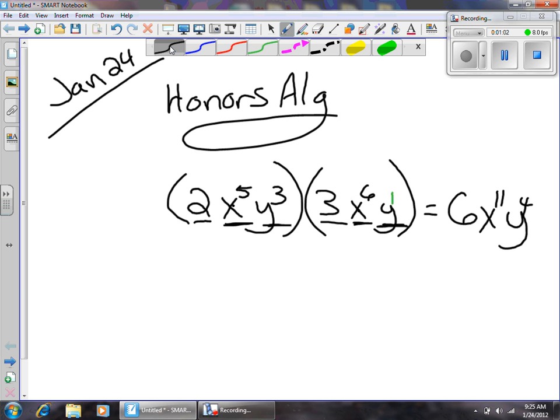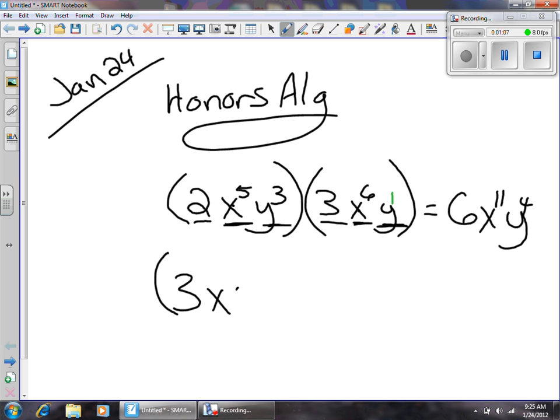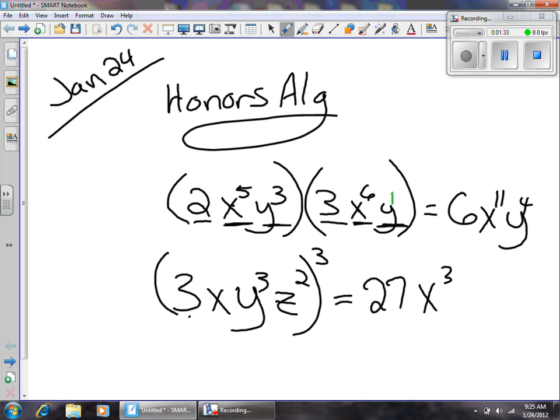We also know that if we have a power raised to a power, say like this, we take each one and raise it to the third power. The shortcut is to multiply exponents, but you have to be careful here. So 3 to the third is 3 times 3 times 3, which is 27. X to the third, that's a hard one, but a lot of you will make a mistake there. Actually say it, x raised to the third power.